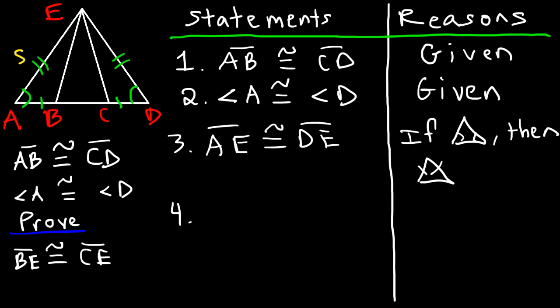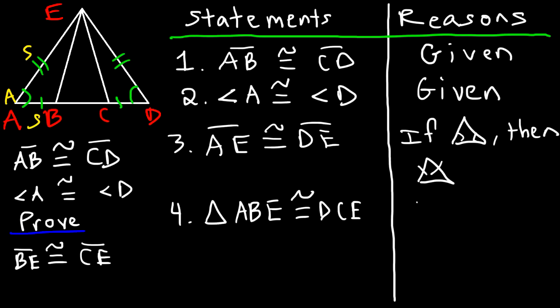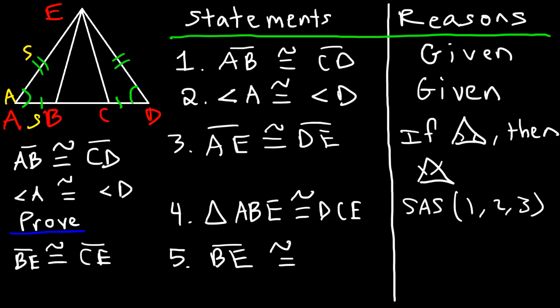So according to the SAS postulate, the two triangles are congruent. So we can say that triangle ABE is congruent to triangle DCE. And this is the side angle side postulate based on statements 1, 2, and 3. So now we can make the final statement that BE is congruent to CE based on CPCTC. Corresponding parts of congruent triangles are congruent.